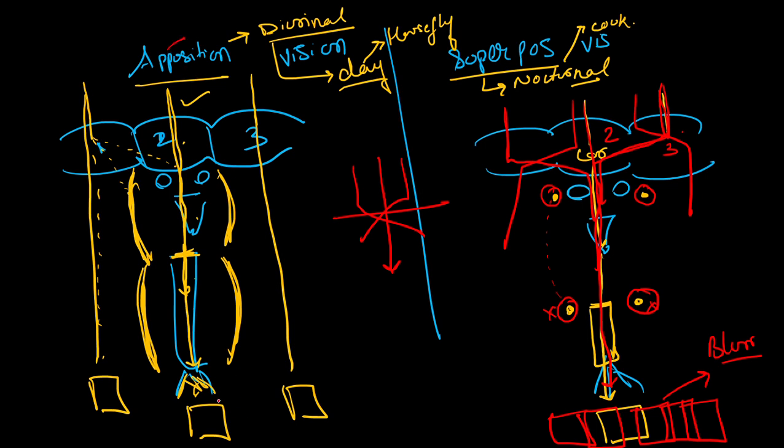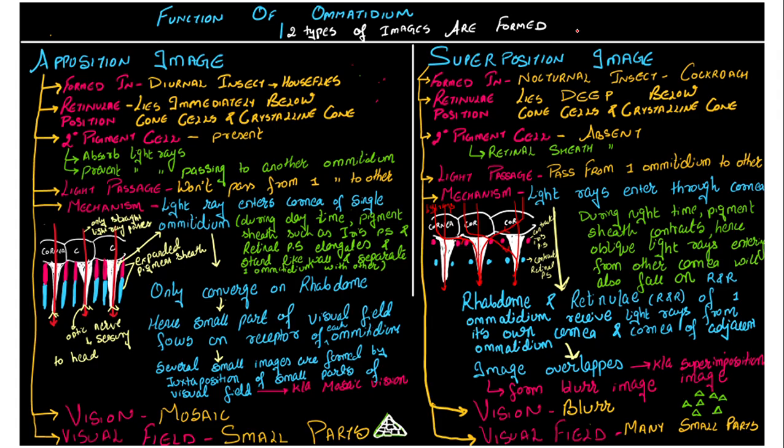But when we talk about apposition, each ommatidia will form its own image. For example, if you see an apple, you will see it like this. Each ommatidia is forming its own part of the image. This kind of image we call a mosaic image. For the NEET point of view, you have to remember that even in the cockroach, you will see a mosaic image.